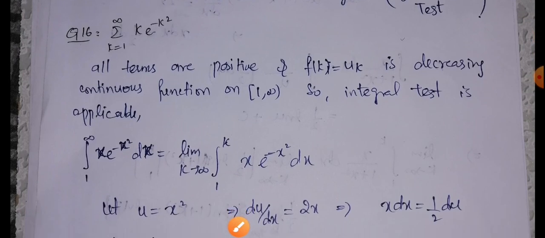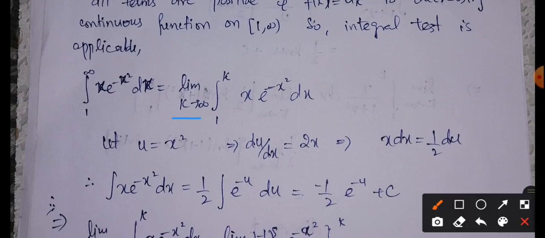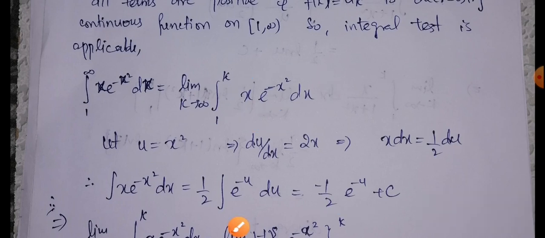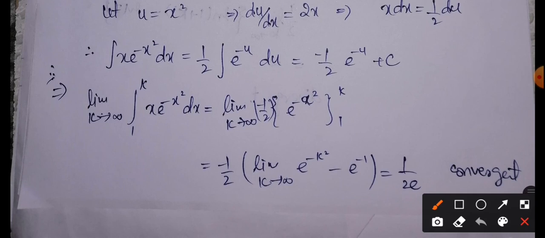Next we have question number 16: summation k varying from 1 to infinity of k times e raised to the power minus k square. Clearly, we will apply the integral test on it. All the terms are positive, and the general term is a decreasing continuous function. So we apply the integral test, that is, limit k approaches infinity of the integral from 1 to k of x times e raised to the power minus x square dx. For solving this integral we take the substitution u equal to x square, and the integral is going to be minus 1 by 2 e power minus u plus some constant c. Now applying the definite integral and the limit, the answer is 1 by 2e, so it is a convergent series.